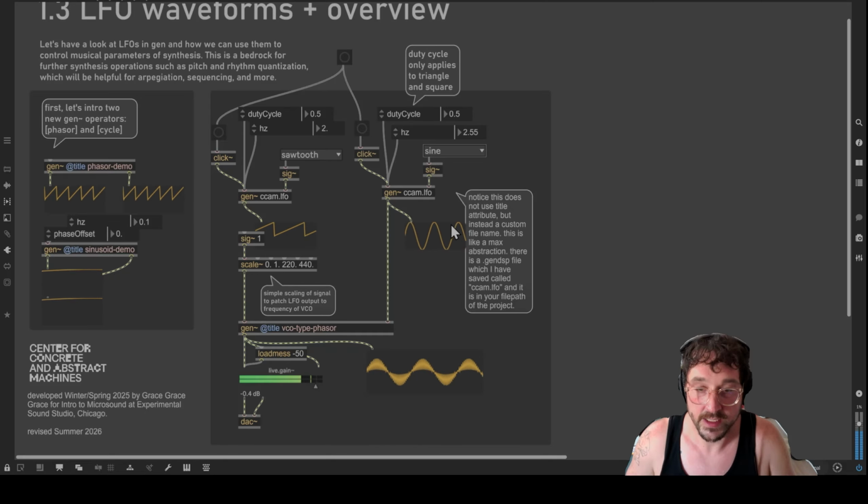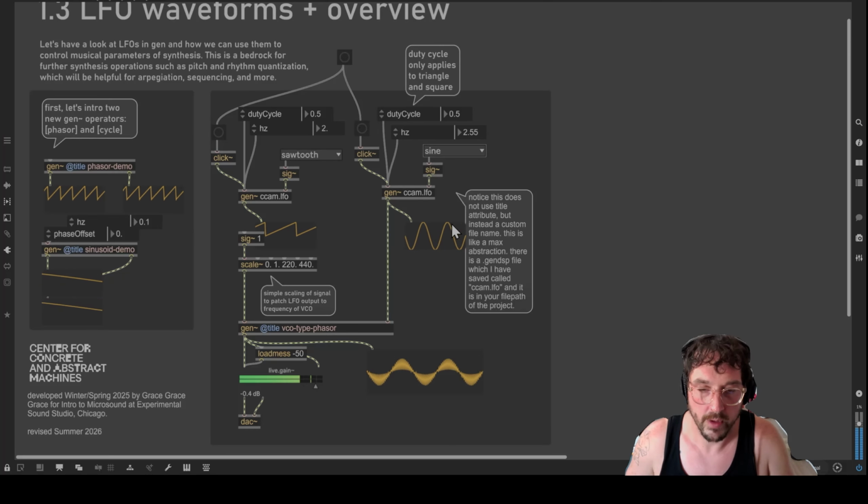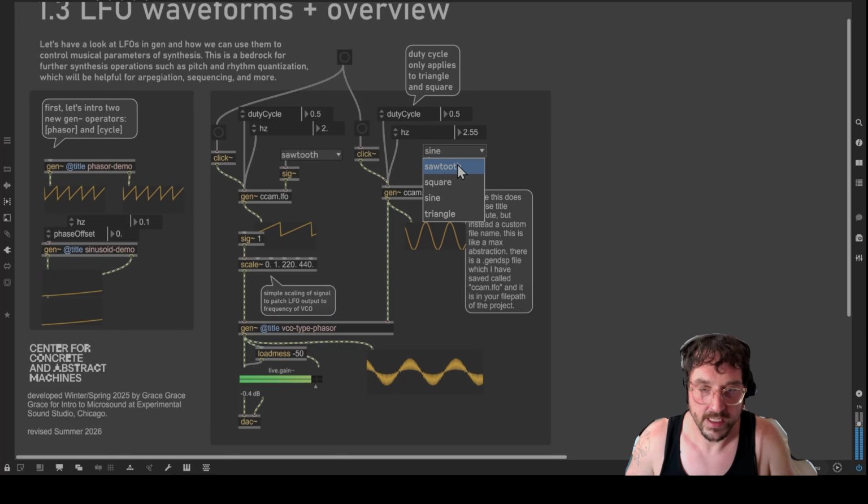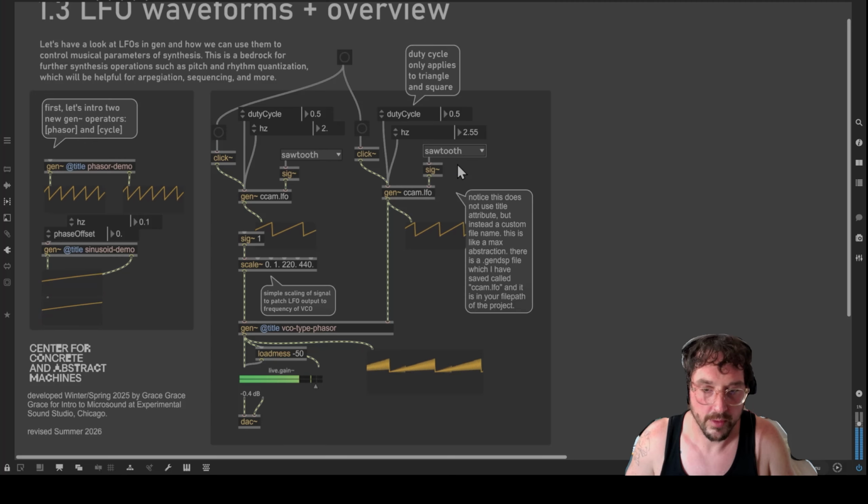We have sine, and I want to draw your attention to the differences between square and these other waveforms in sine. Sine is bipolar, so it will go all the way between -1 and 1, whereas the rest of these are unipolar. They have one pole. They're going between 0 and 1. I think that is important to know. We also have triangle here. That's going to be like a steady ramp between 0 and 1 and back down.